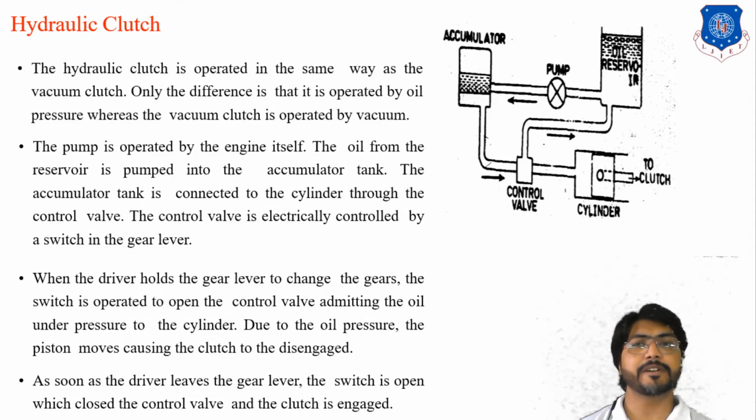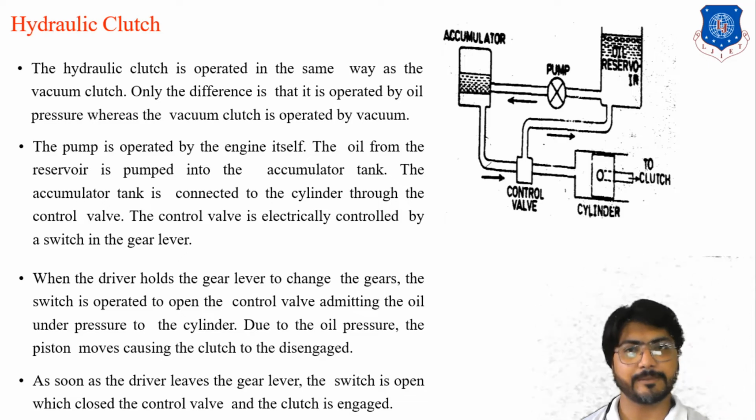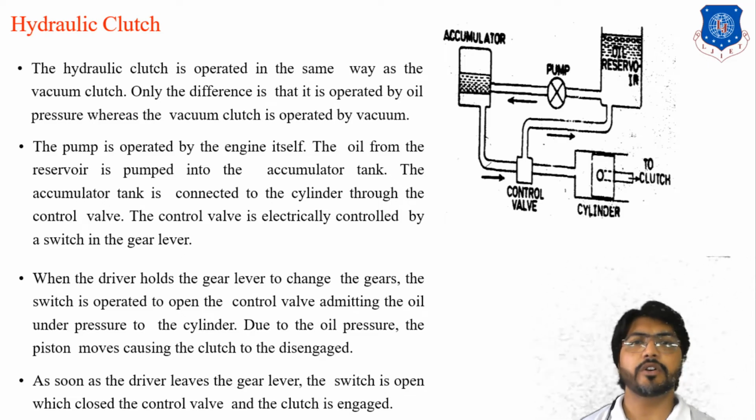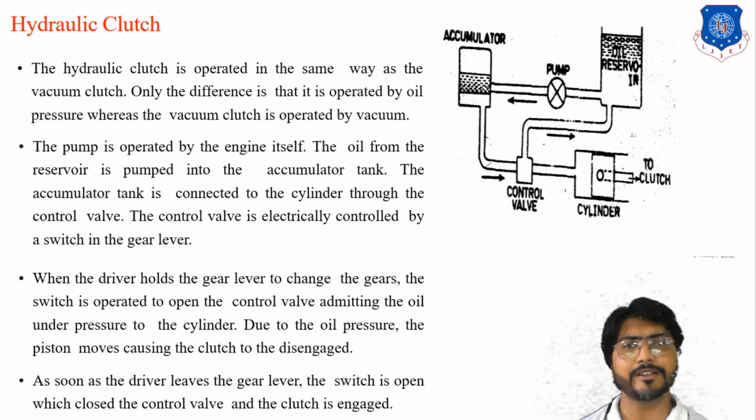The pump is operated by the engine itself. Here we use a pump to supply fluid at high pressure with the help of engine power. The oil from the reservoir is pumped into the accumulator tank, where the accumulator tank accumulates all the oil or fluid. It is connected to the cylinder through the control valve, which controls the fluid, how much goes inside the cylinder and how much returns to the oil reservoir.